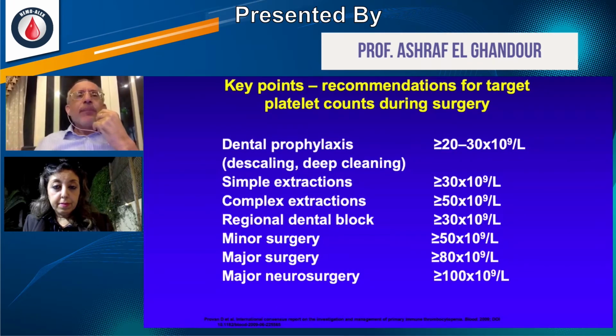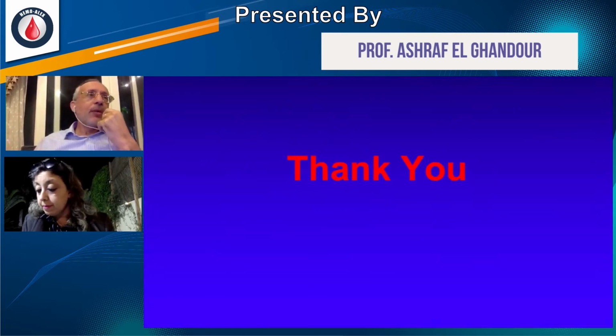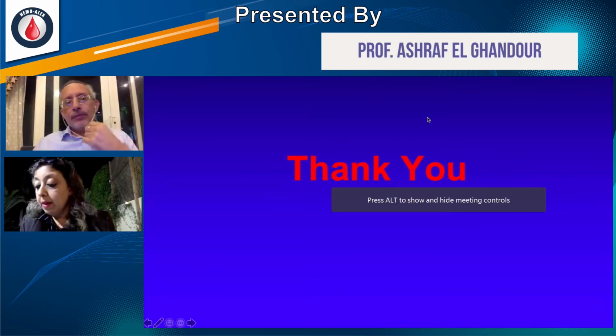Lastly, here are our key points. Recommendations for target platelet counts during surgery. As we know, for dental prophylaxis, 30,000; simple extraction, 30,000; complex extraction, 50,000; regional dental block, 30,000; minor surgery above 50,000; major surgery above 80,000; major neurosurgery 100,000. I think by this slide, I thank you for your attention, and I'm waiting for Dr. Manal and her questions. Thank you very much.